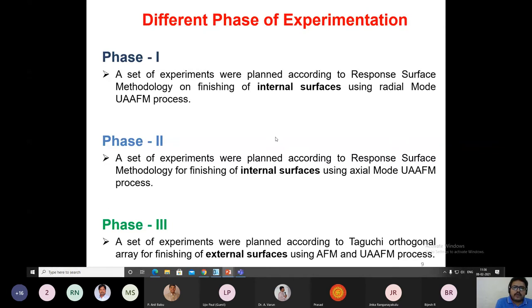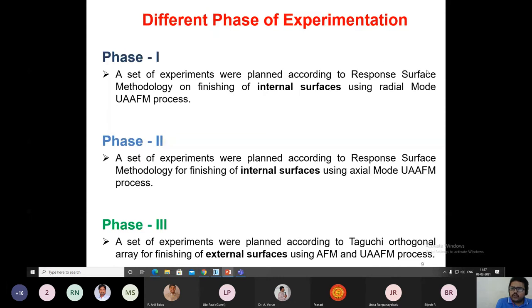In the overview, we have discussed that we have various types, like full factorial, two factorial, one factorial, mixed and Taguchi, etc. So how do we define and design your experiment? That is very important. In my PhD work, I have divided my experiments into three phases. In phase one, I planned a set of experiments according to response surface methodology for finishing of internal surfaces using the radial mode UFM process, right? So phase one I have planned using RSM.